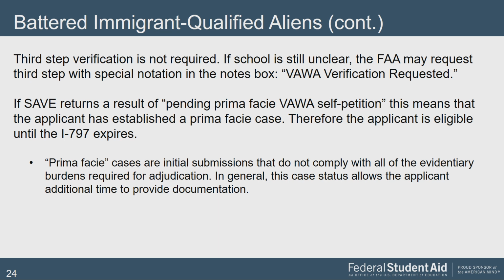You can choose to complete third step verification as an institutional policy, if you have conflicting information, or if it's just your policy to verify all eligible non-citizen categories every award year. So you can go through third step verification, and Maria will talk about what you will have to do when confirming this specific category. You actually have to write VAWA verification requested in the special comments box.